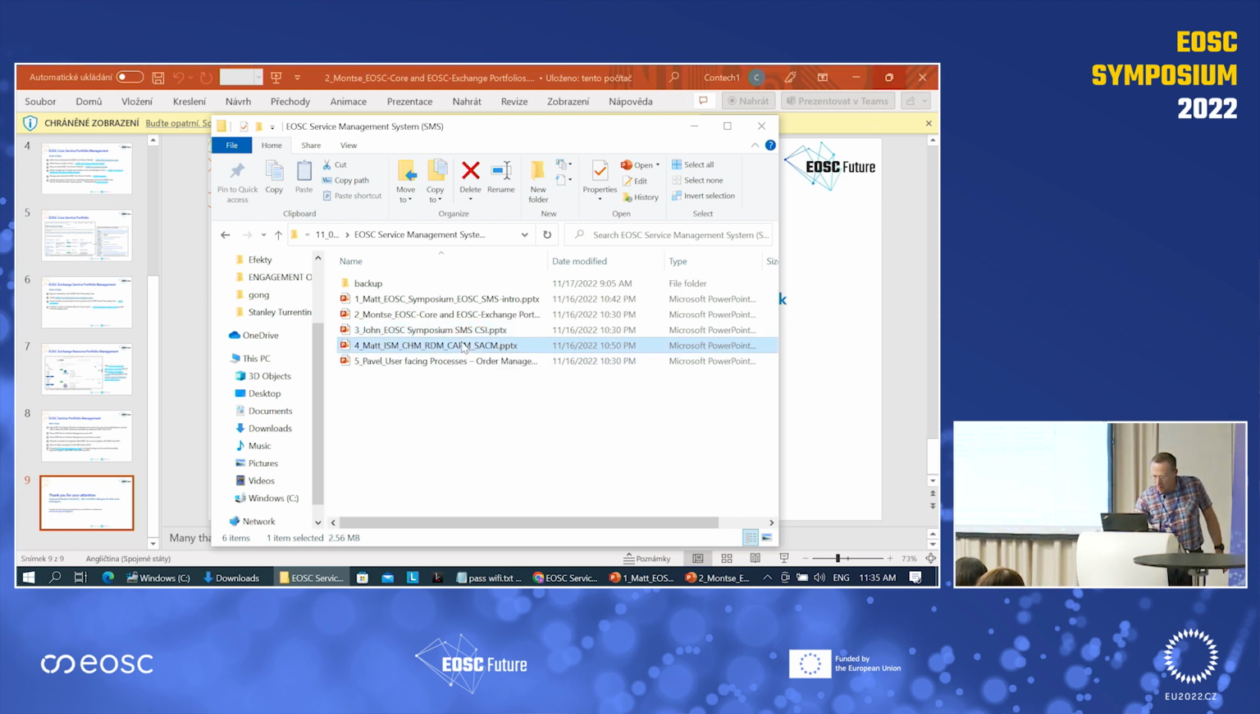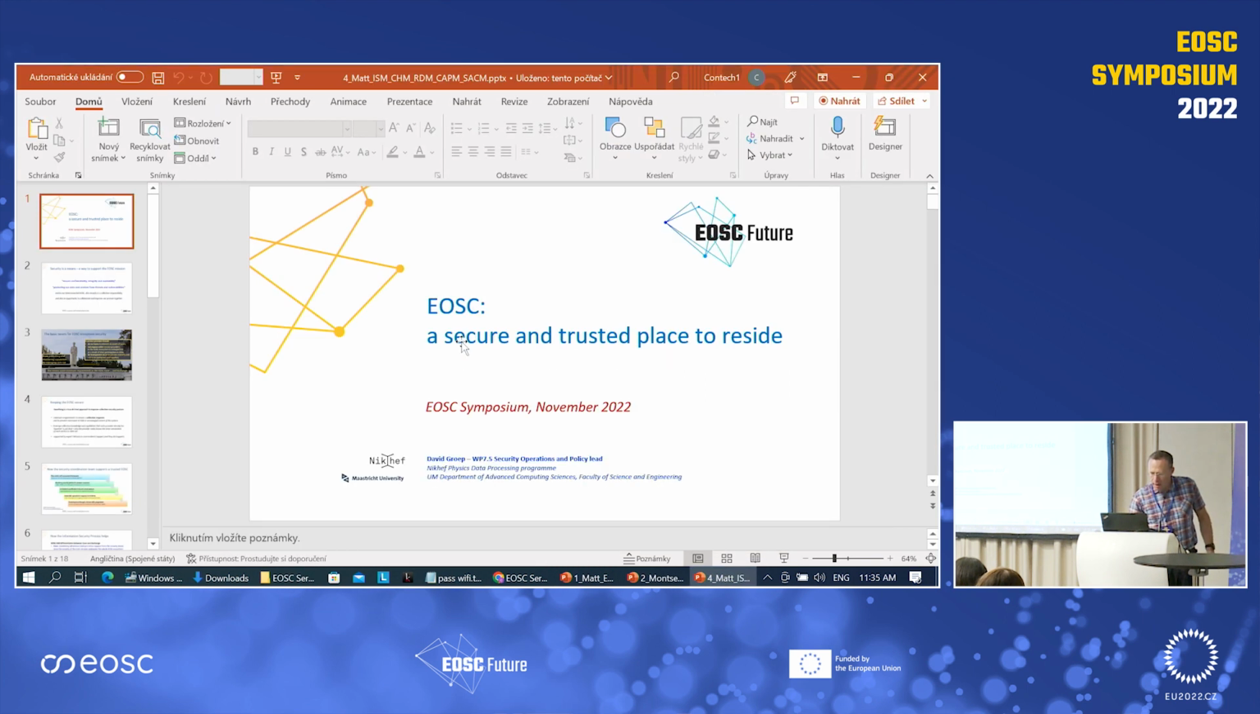And I'll be covering a number of different processes, starting with information security management. So I forgot to present myself at the beginning. My name is Matthew Fillion. I'm from EGI Foundation. I lead Work Package 7 within EOSC Future, which covers the service management system, which is the thing we're talking about now.